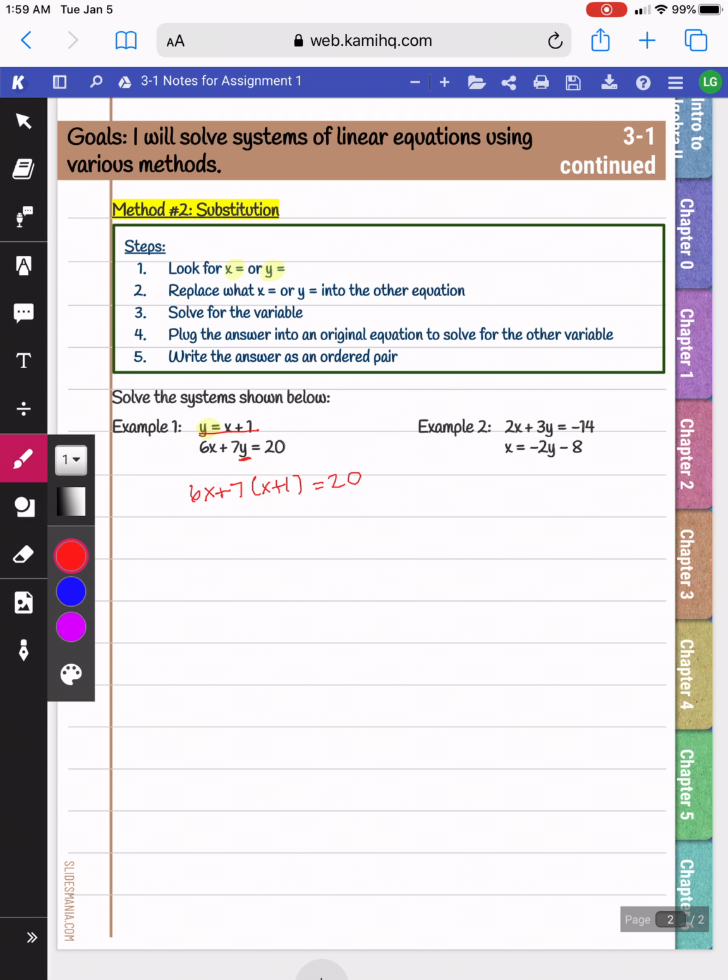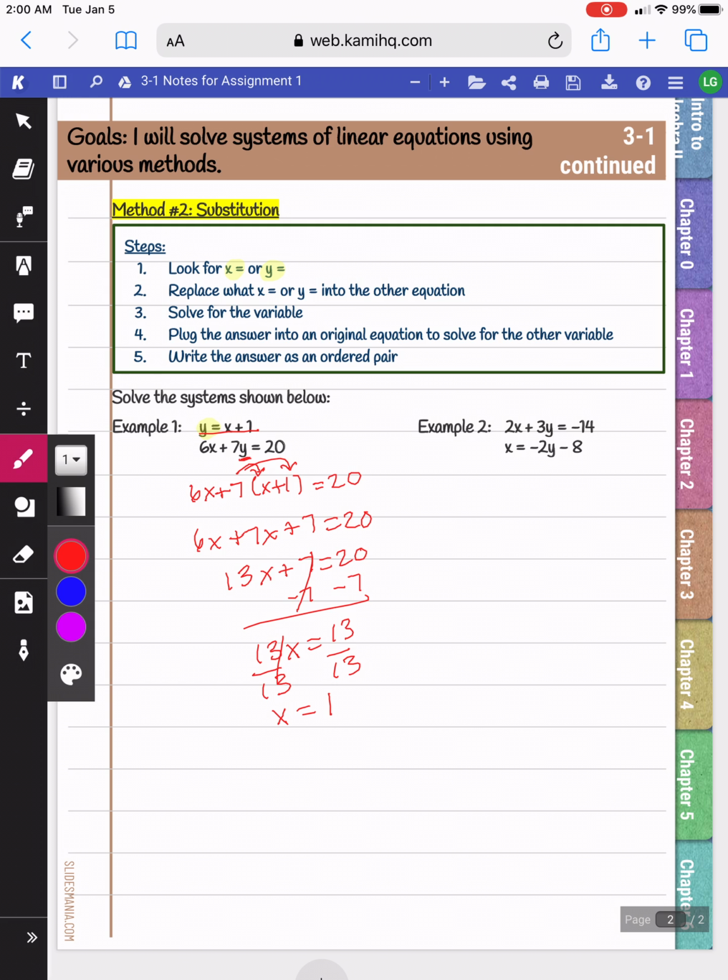Now that I have an equation with just one letter, like there's only an x here, I can solve for the variable x. So I have 6x, here I'm going to distribute my 7. And now I can combine like terms, so 6x plus 7x becomes 13x plus 7. And I can continue solving for x. My next step would be to divide by 13, so x equals 1. So now that I have one of my solutions, I move to the next step. So I've solved for my variable.